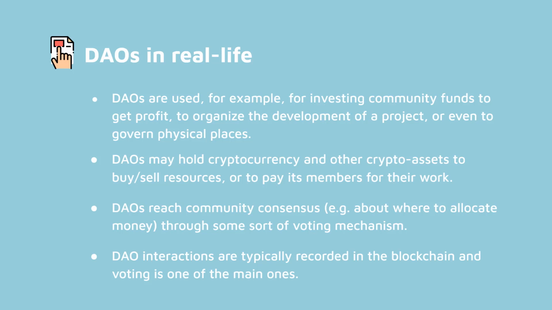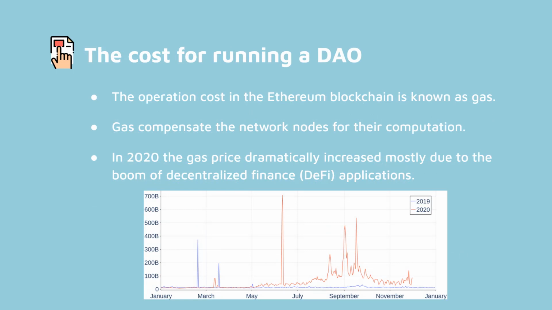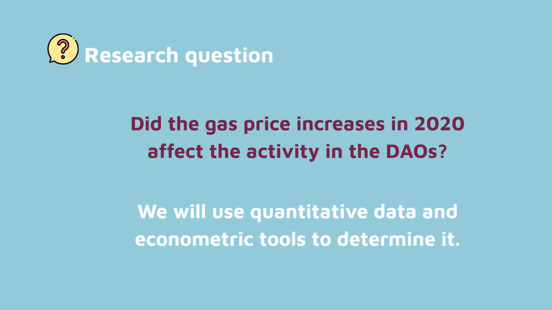DAO interactions are usually recorded in the blockchain, and this means a cost. In Ethereum, the operation cost is known as gas and is a way to compensate the network nodes for computation. The thing is that the cost of gas dramatically increased in 2020, mostly due to the boom of decentralized finance applications. Our question is how this increase affects the activity in the DAOs.